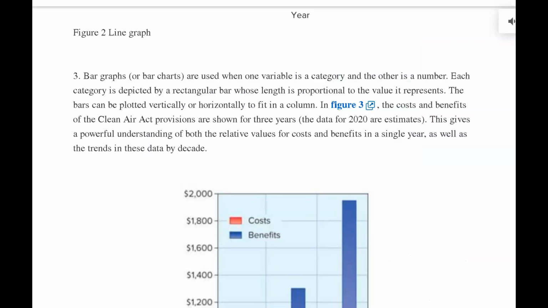So the second type of graph that we are going to look at is the bar graph. And so sometimes graphs are also called charts. So we can say a bar graph or bar chart.